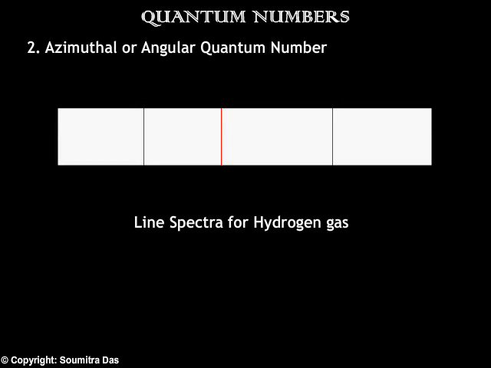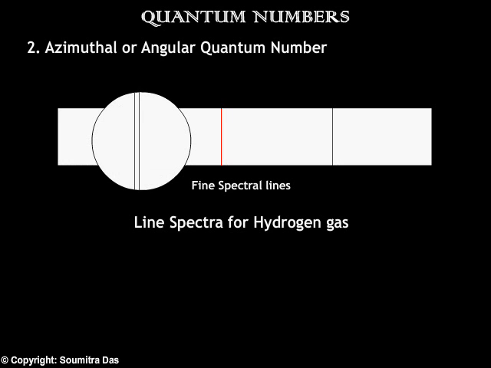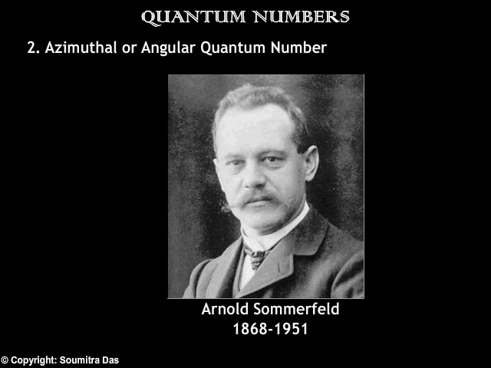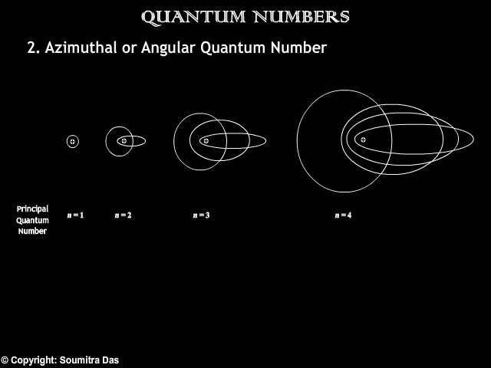It was the consequence of fine spectral analysis of line spectra of hydrogen gas with spectroscope having high resolving power. More spectral lines were observed. A theory laid by Sommerfeld was used to explain these new spectral lines. Electrons do not take only circular paths but also elliptical paths.